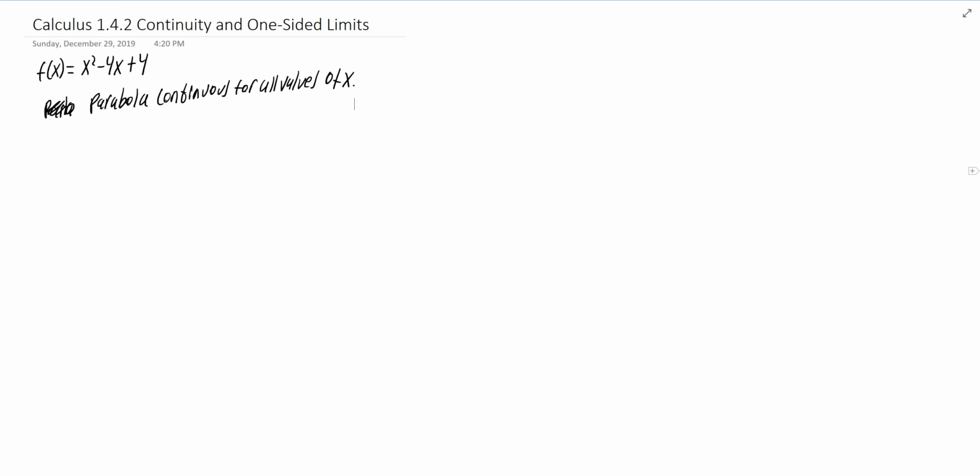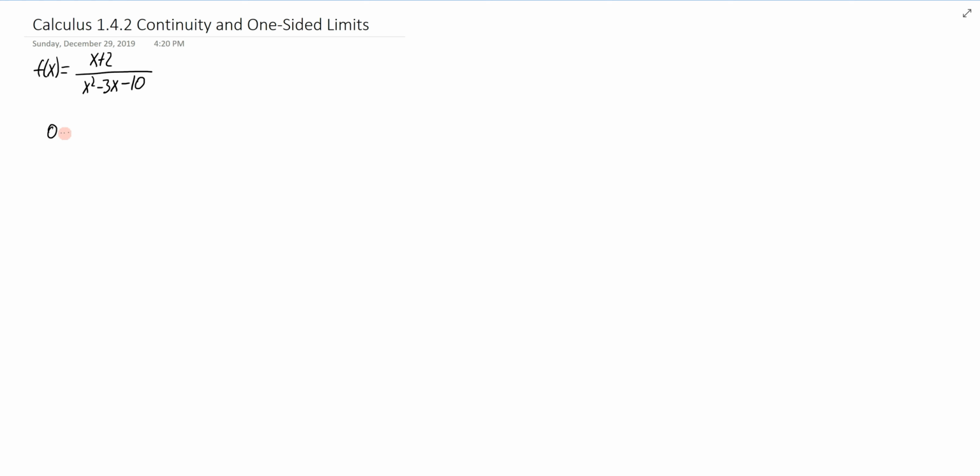Alright, so in this next question here, it's going to get a little bit more complicated with figuring out our discontinuity. So we have f of x equals x plus 2 all over x squared minus 3x minus 10. In this case, we're dealing with a fraction, so we want to make this denominator equal to 0. So we say 0 equals x squared minus 3x minus 10. And then if you factor this, you get 0 equals x plus 2 times x minus 5.